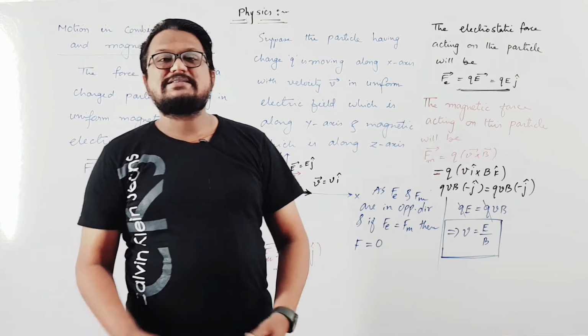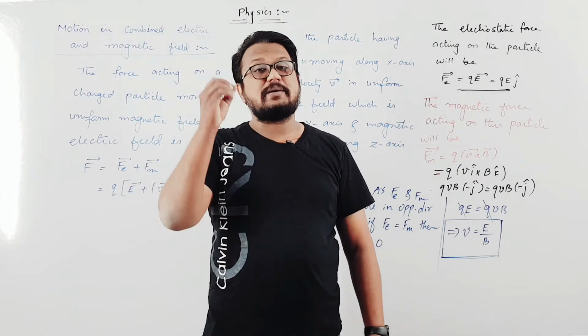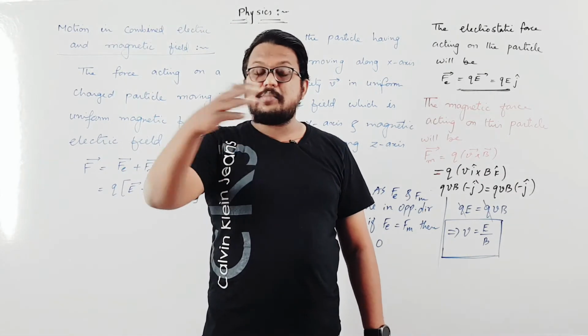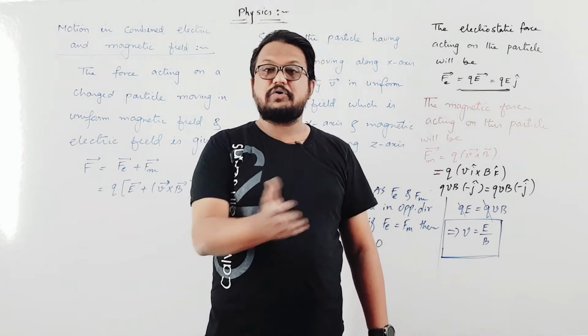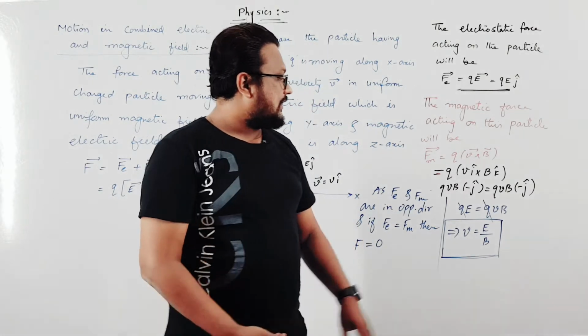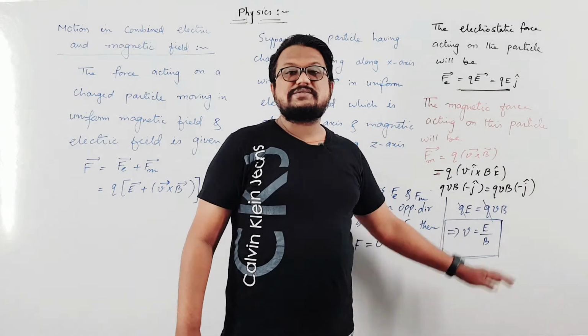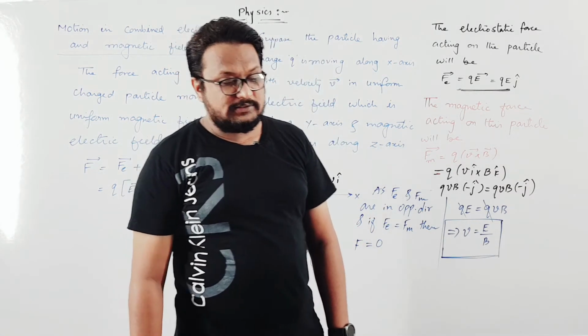Clear? So we can select a particular particle with a particular speed out of a number of particles moving in a particular direction, right, by selecting the value of E and B, and that is why it is known as velocity selector.